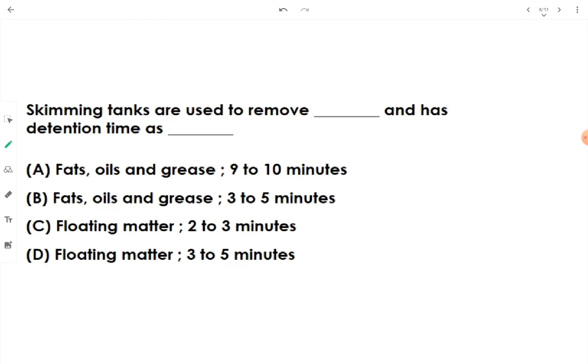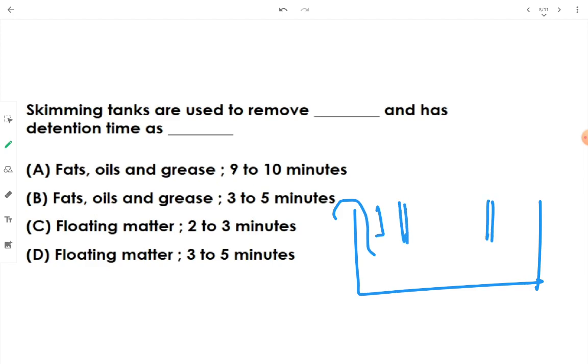Okay, a skimming tank looks something like this. Let's say this is the skimming tank, then this will be the first baffle through which influent will be coming. Then here baffle walls are provided where the fatty oils, or let's say the skim, the grease is there. It is taken here.